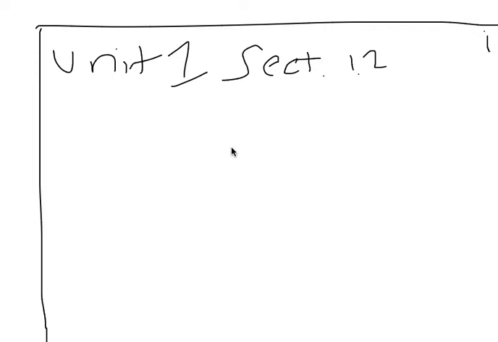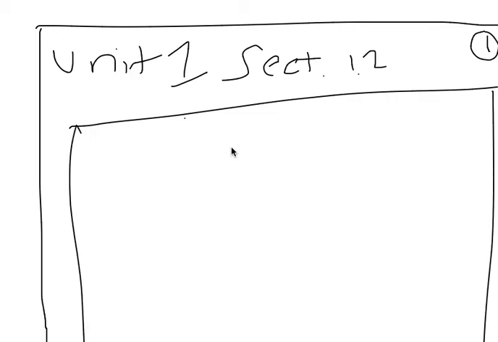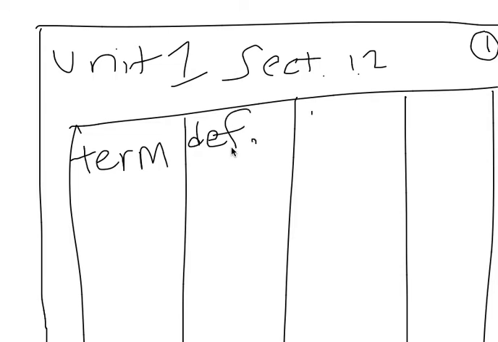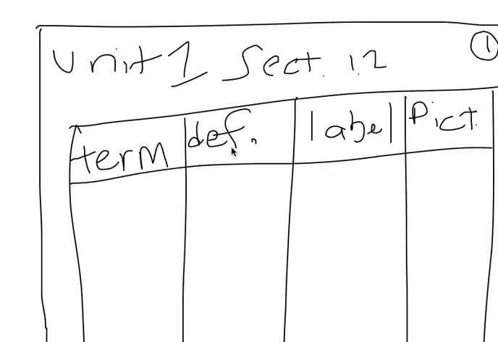In the top right corner, I want you to draw a 1 with a circle, and then you're going to draw a little table. It's going to have 4 columns. In the far left column, it's going to say term. In the next column, it's going to say definition, which I abbreviate def. In the next column, it's going to say label, so how do we label these different terms? And in the far right column, it's going to say picture. Have this table extend most of the way down the page.